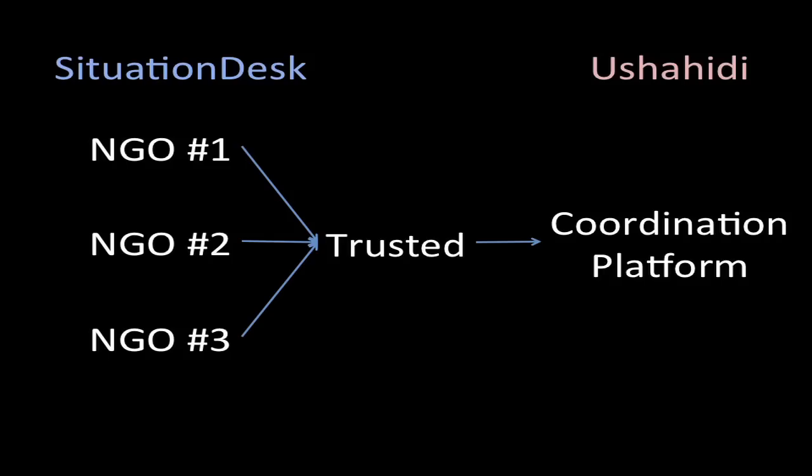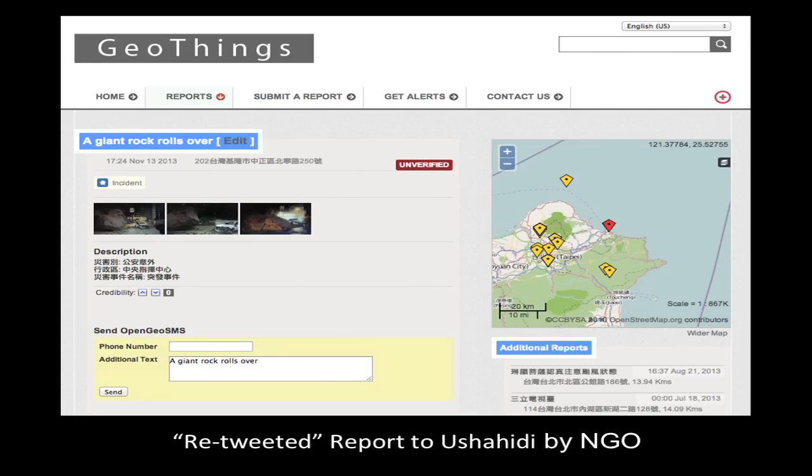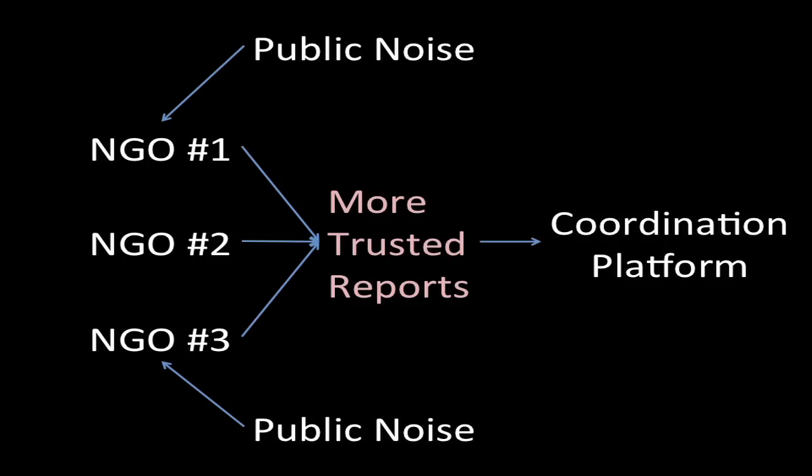We further integrate different NGOs to make the information easier to share with each other, and even with government organizations. Here is the idea of how we harmonize the NGOs' information, the trusted reports, and the information from government, even from Taiwan satellite images. We also deployed Ushahidi as the coordination platform that allows different NGOs to retweet the trusted reports they receive to this open platform. Of course, everything is open source and open data. Our idea is to let NGOs exchange information easily and quickly.